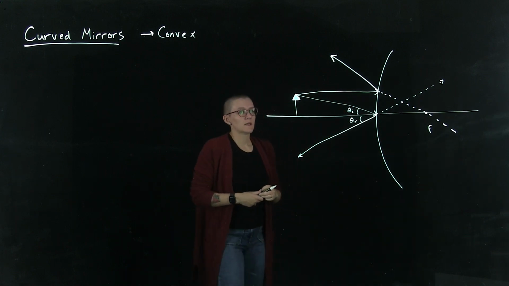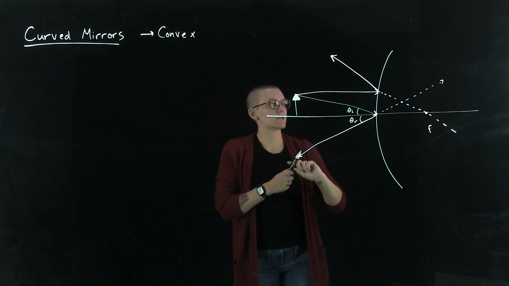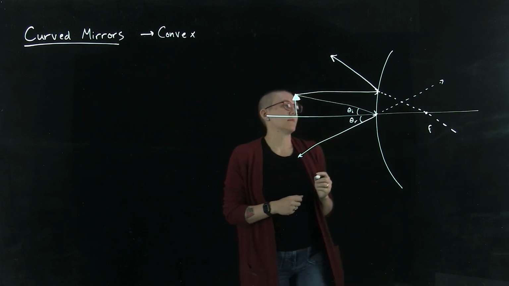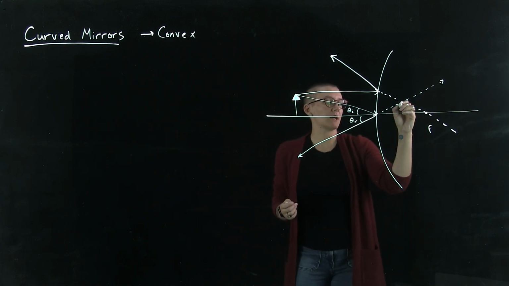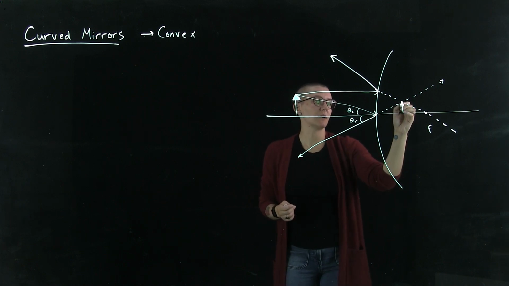Okay? So right away we can see we have this intersection point, right? And we can say that our image is right there. So I can draw a little arrow right at that point. That's our intersection point. There's our image.